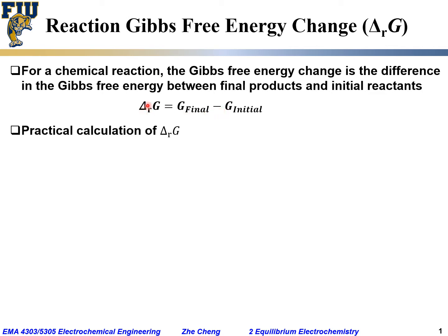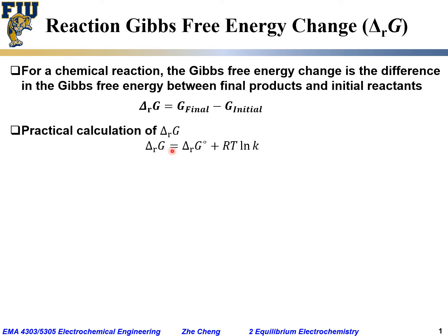Remember, delta G is always final state minus initial state. And here, final state would be products and initial state would be reactants. And for practical calculation of delta RG, quite often we have something like this.